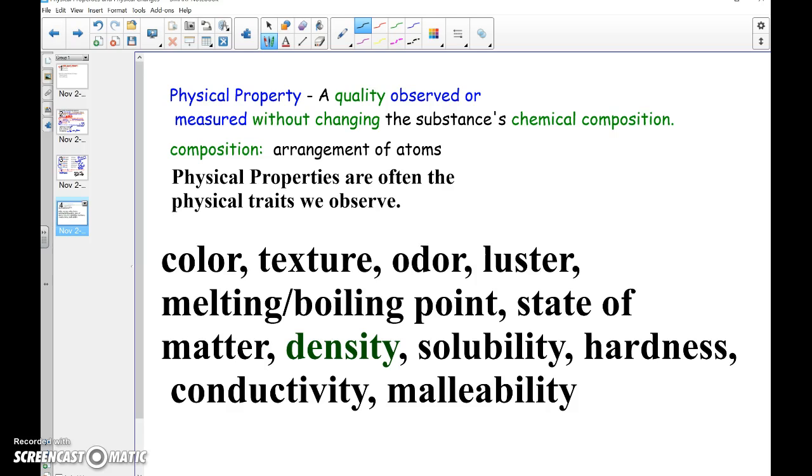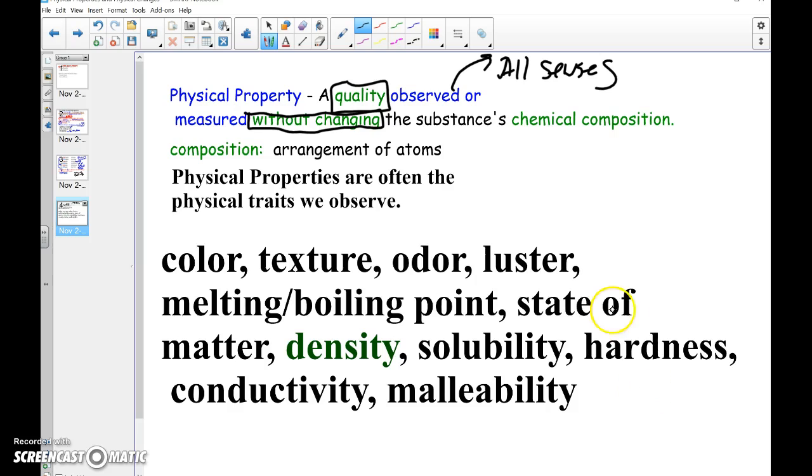So physical properties tend to be very qualitative. We use that word quality. You observe them or measure them. Now, when you observe them, you use all your senses. Obviously in a lab, please don't taste anything. But in real life, you can. You could taste an apple and use that as a physical property. All right? Now, when you do a physical property, you observe or measure it, and this is the key, without changing it. If you change it into something else, you're not looking at a physical property.